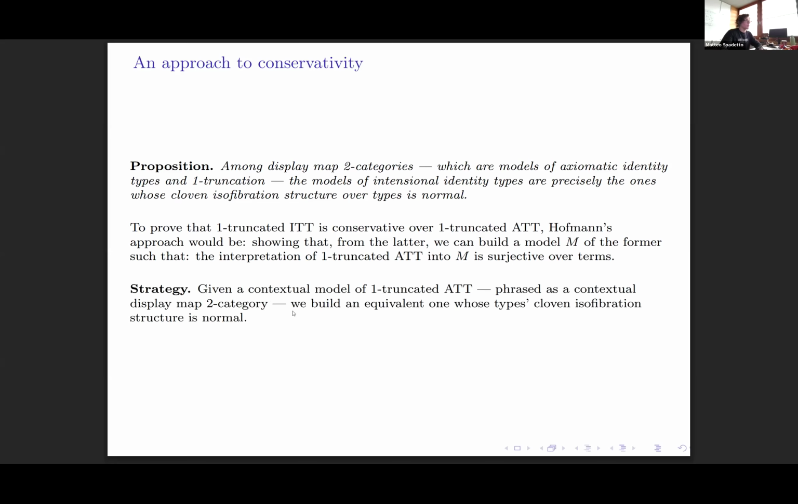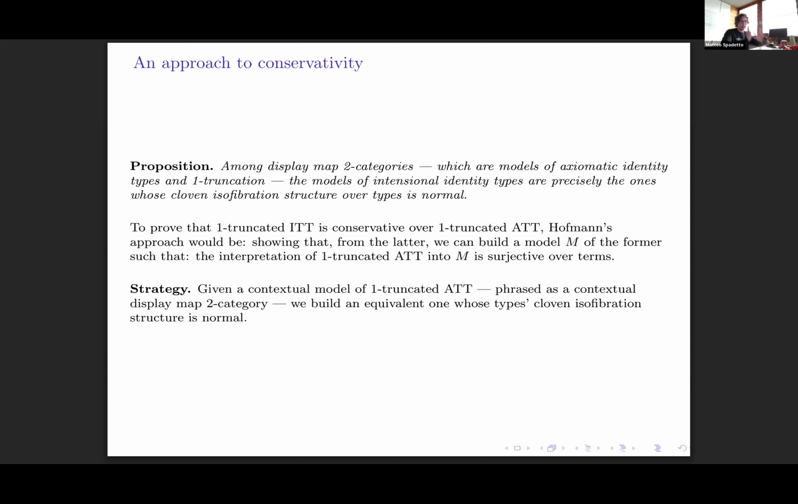We only know that given a contextual model of ATT, phrased as a contextual display map category, we have to build an equivalent one whose types' Cloven isofibration structure is not just Cloven, but it is also normal. So this is what we have to do, to find a way of strictifying the Cloven isofibration structure of the display maps of a model of ATT.